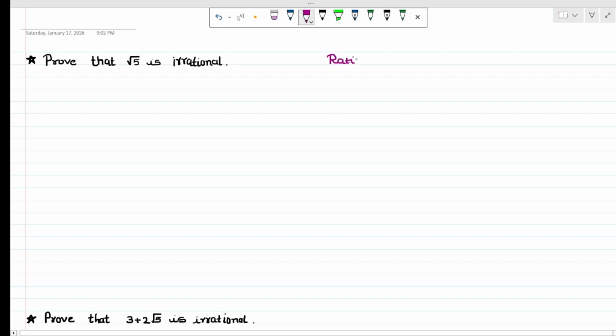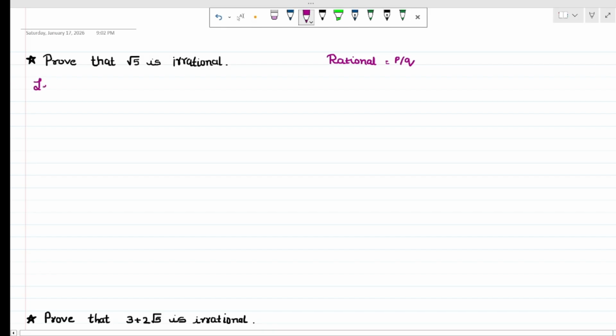A rational number means anything which can be converted in p by q form. Now you will ask why we are explaining rational numbers as the question asked over here is about irrational. So here we are going to use a contradictory method. That means we will assume that our number is a rational number.